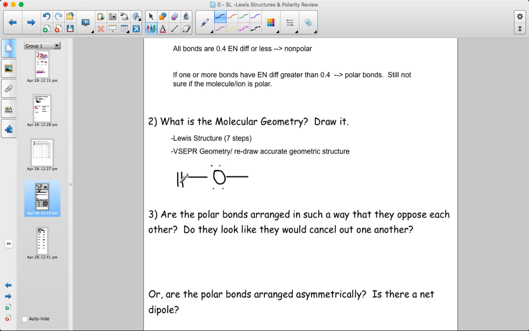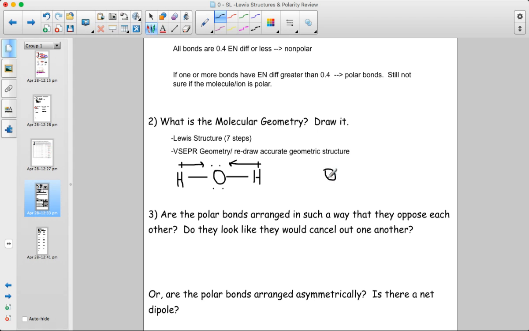It's very easy to draw water in such a way that it looks like it should be nonpolar. We know these two bonds are going to be polar. The dipole arrows point towards the oxygen, but drawn like this, I think it looks like a nonpolar molecule. So while this is a fine Lewis structure that would get you full credit, when you count up the electron domains, there's 1, 2, 3, 4. So you should know this is going to be tetrahedral in its arrangement, which means it doesn't really look like what you drew on the left.